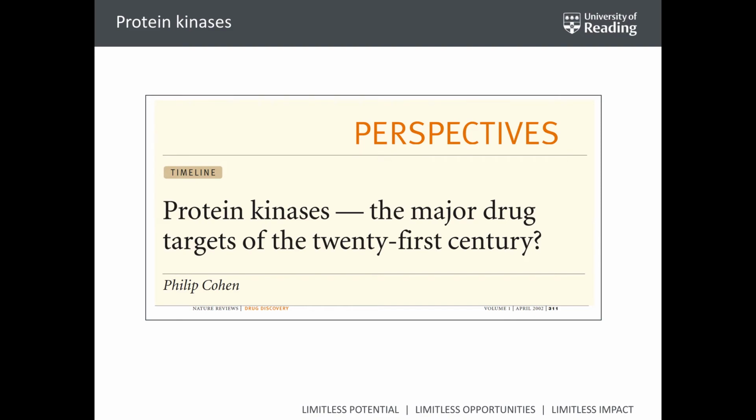So very briefly, what I'll talk about over the next few slides is a class of enzymes that are increasingly being targeted in human medicine. And these are protein kinases.